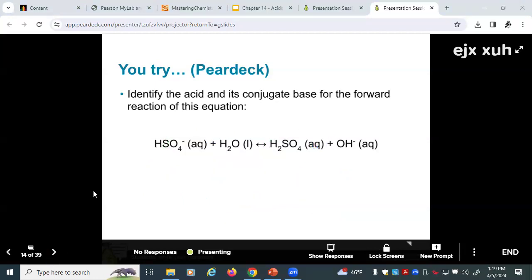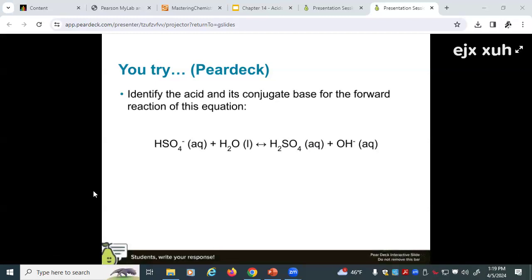Okay, I wanted you to try this yourself. Here I have a reaction. I want you to identify just the acid and just the conjugate base. So identify which one of these is the acid and what its conjugate base is. So if you're not sure, at least try to identify the two different sets of pairs and see which pair is going to be acting like an acid and which one is going to be acting like a base.